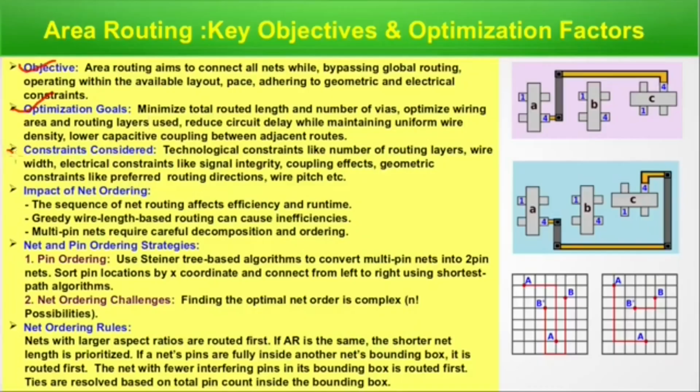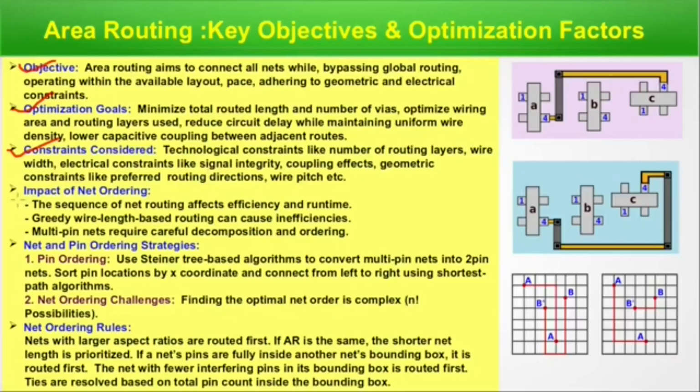Now, constraints considered: technological constraints like the number of routing layers, electrical constraints like signal integrity and coupling effects, and geometric constraints like preferred routing direction, wire pitch, etc. So these are the constraints. The number of routing layers is a technological constraint. Electrical constraints are signal integrity and coupling effects, and geometric constraints are preferred routing direction and wire pitch. Three types: technological constraint, electrical constraint, and geometric constraint.